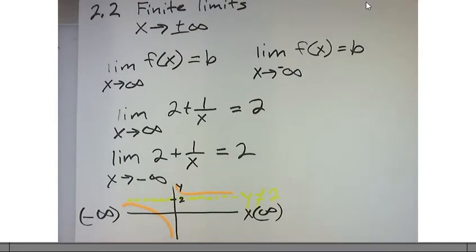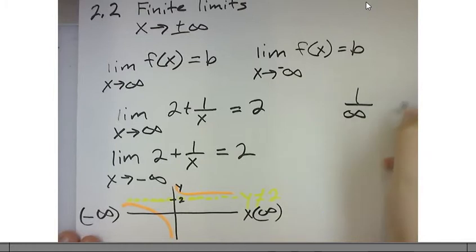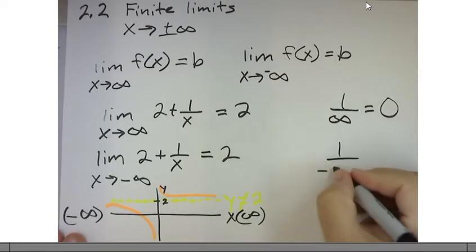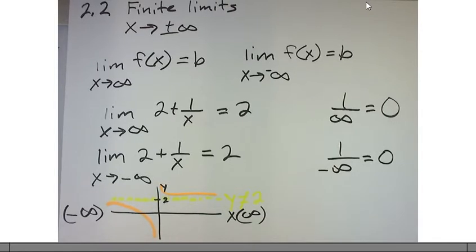Well, here's the thing. I can justify this algebraically because, put on your thinking caps, 1 over infinity is basically pretty much equal to 0, isn't it? And 1 over negative infinity is basically equal to 0. And where we get that concept from, now this is an abstract concept, right? I can't prove it, but I can't disprove it. But just think about this for a second.